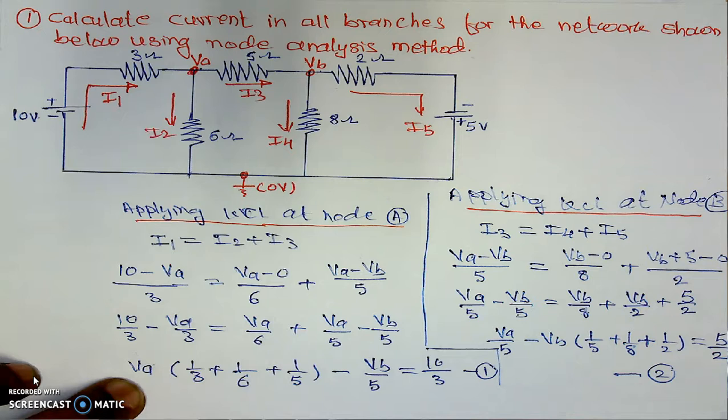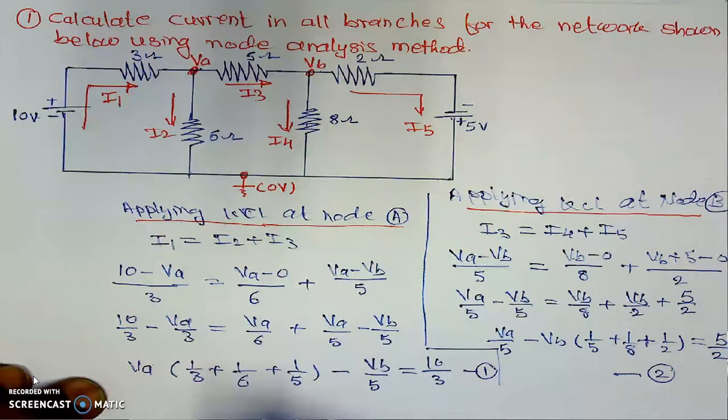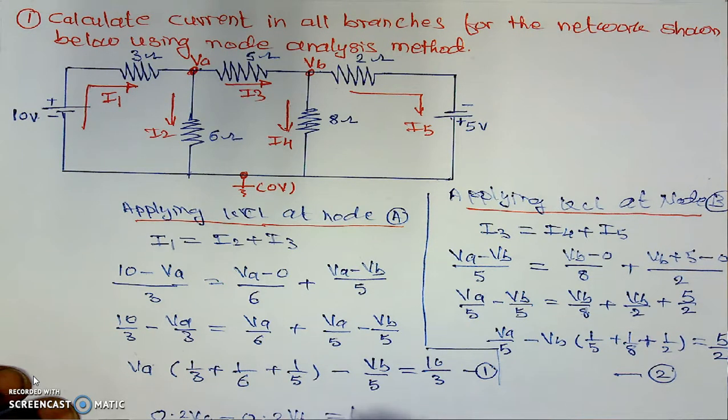Now we have two equations and two unknowns. Now solving the equations, this may be some constant value, that is 0.6 or 0.3, something like that. It is 1 divided by 5, it is 0.2 VB, and it is 10 divided by 3, some constant. We will get an equation of this kind. These values may not be correct, it may be 0.2 VA minus 0.2 VB equal to 10 divided by something, maybe 3.33.